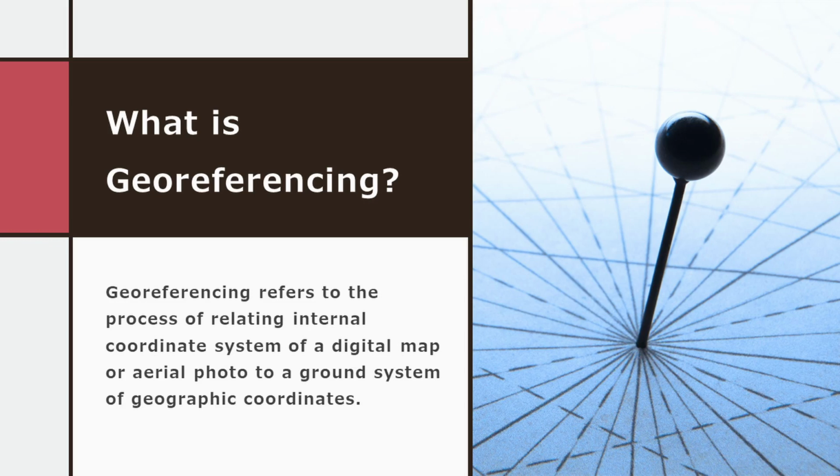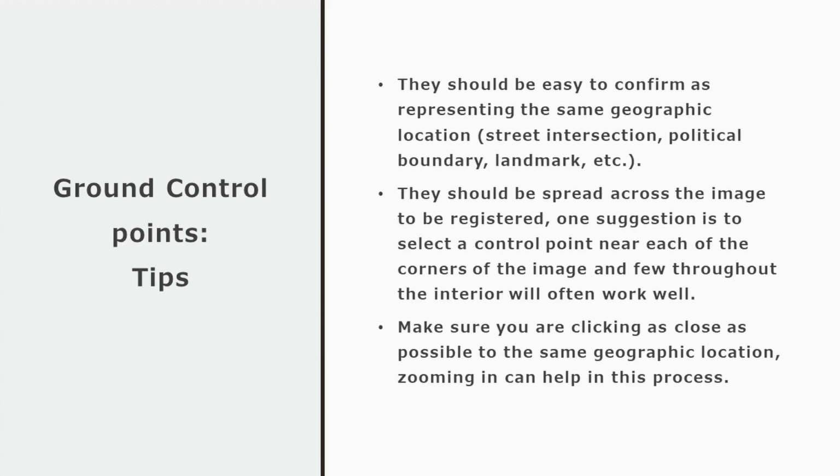So we actually will not type polynomial equations in ArcMap. We will use control points. They are specific points which have known coordinates. There are some important things to consider when working with control points. Some of them are that they should be easy to conform and they should be spread across the image.